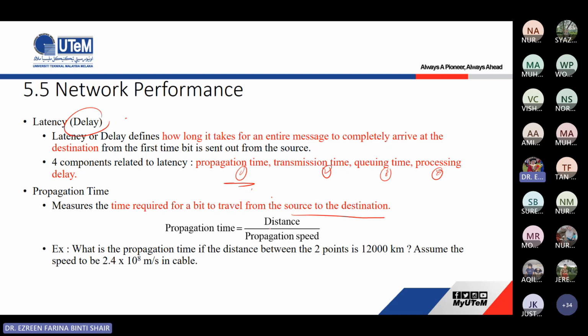So you can calculate the propagation time by the distance divided by the propagation speed. For this example, what is the propagation time? If the distance between 2 points is 12,000 kilometers, assume the speed to be 2.4 times 10 to the power of 8 meters per second. You divide the distance by the speed, and you will get the propagation time. You can try this by yourself.